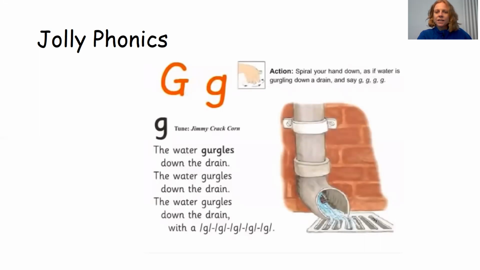Here's our jolly phonics song, and the action. We need to spiral our hands as if our hand is water gurgling down a drain and say g g g g g.